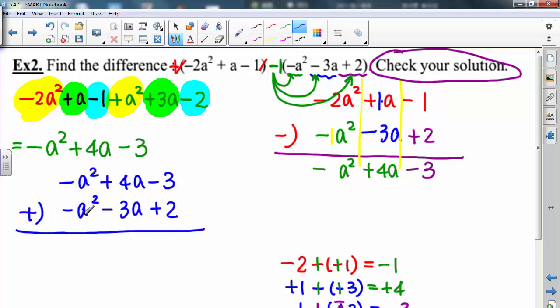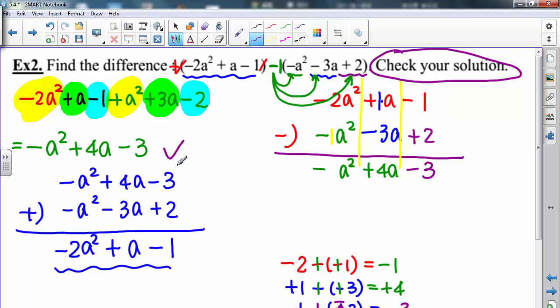So you only need to add the coefficients of the like terms in each column. Negative 1 plus negative 1, negative 2a squared. Positive 4a plus negative 3a. Positive 4 plus negative 3, positive 1a. Negative 3 plus positive 2, negative 1. Look at this one, it is exactly the same as the first polynomial. So this one suggests my difference is correct.